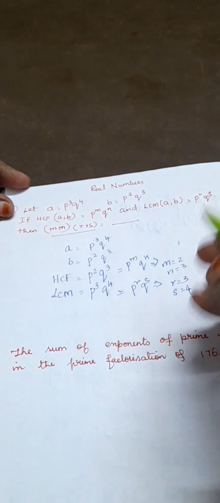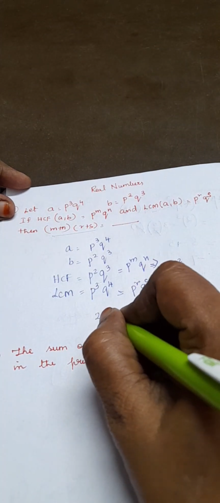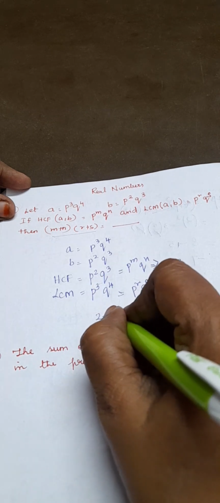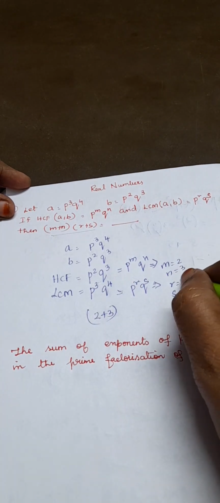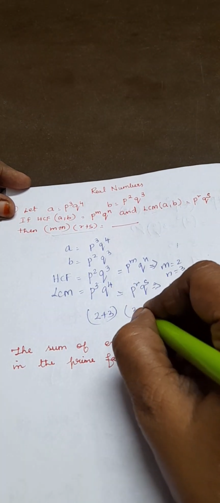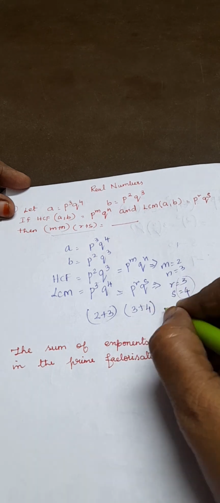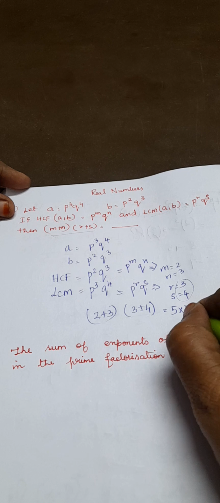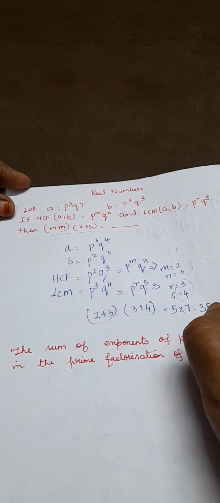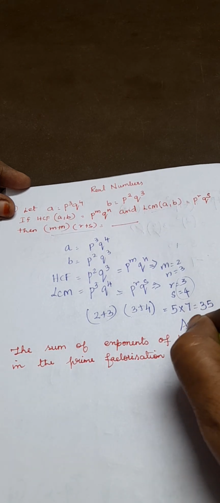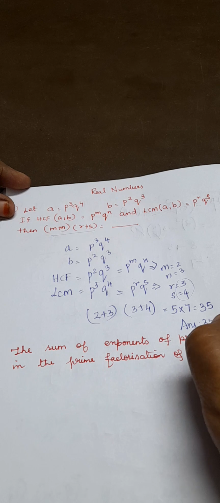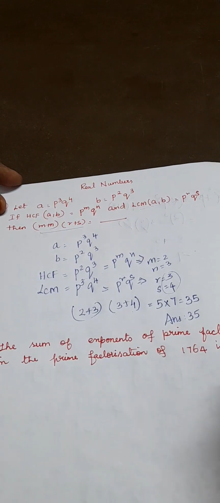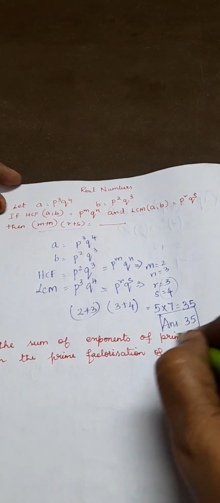Now you apply it here. M plus n is 2 plus 3. R plus s is 3 plus 4. So 2 plus 3 is 5, into 3 plus 4 is 7. That is equal to 35, the answer. Is it clear? So the answer is 35. Okay. Now we'll go to the next problem.